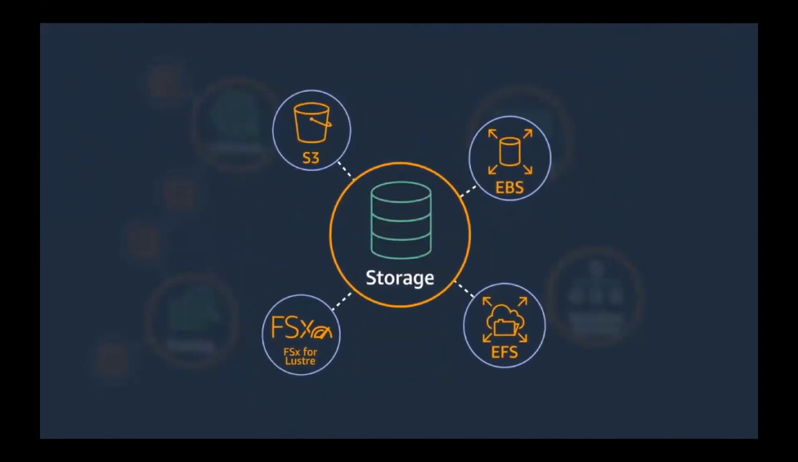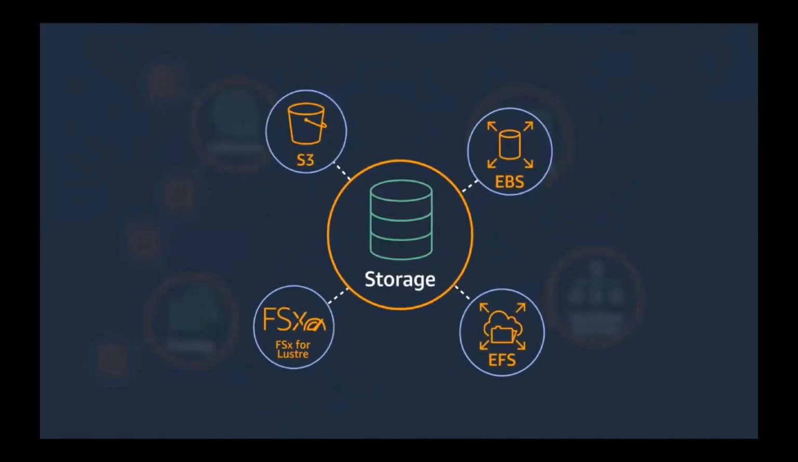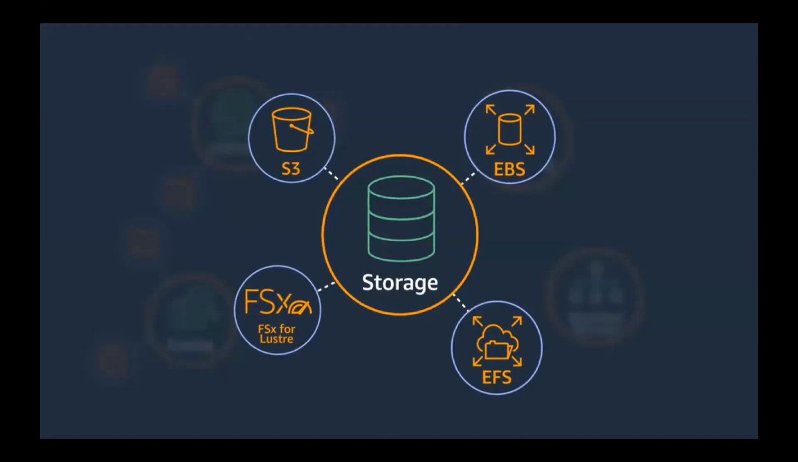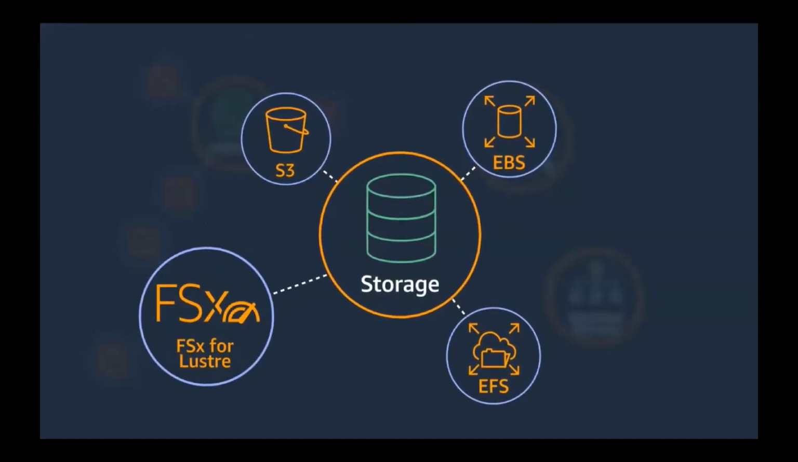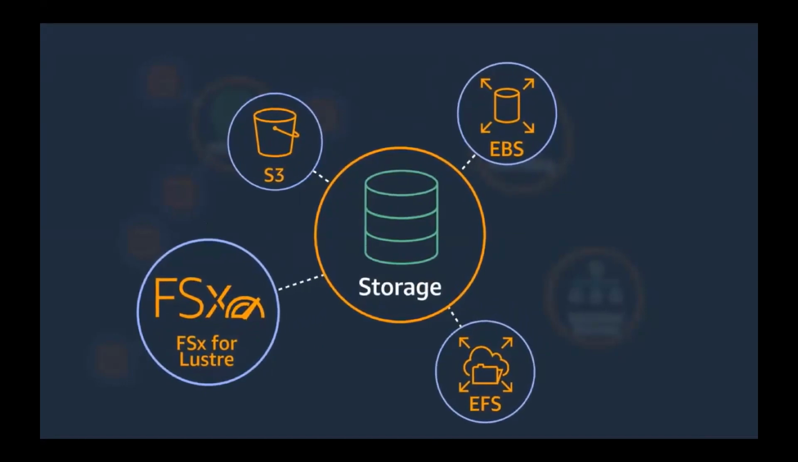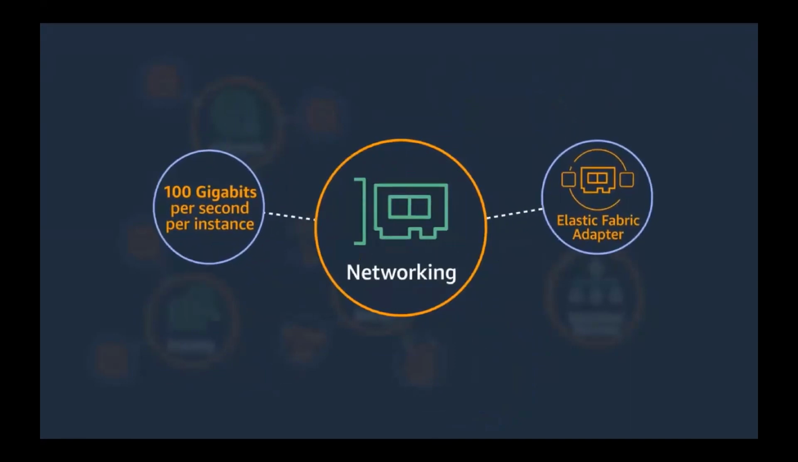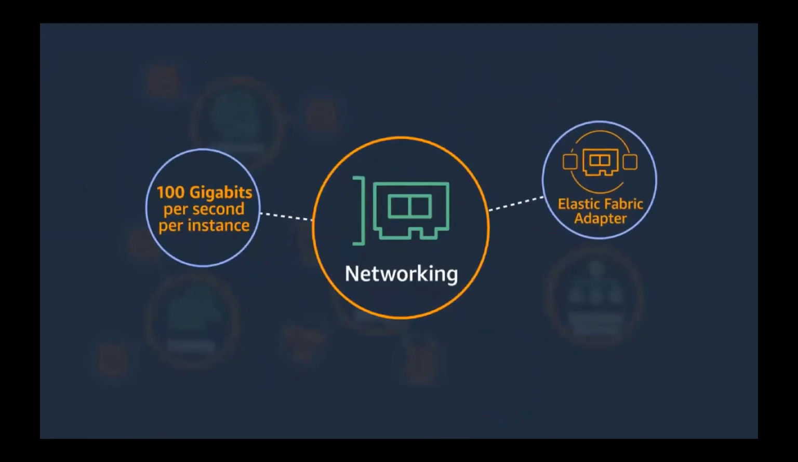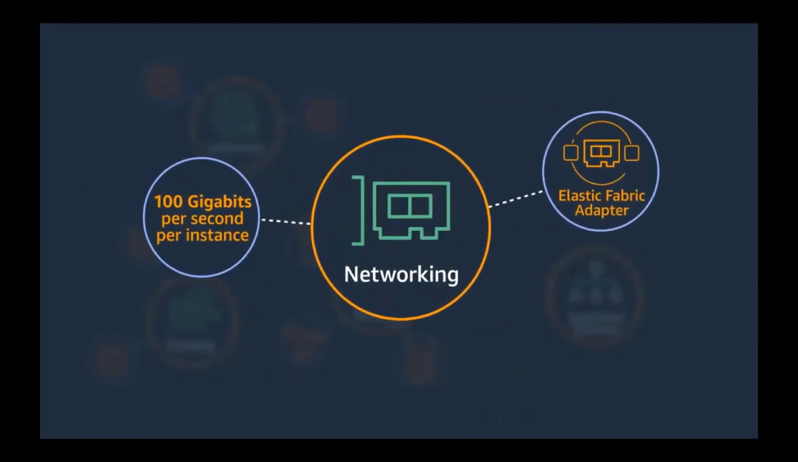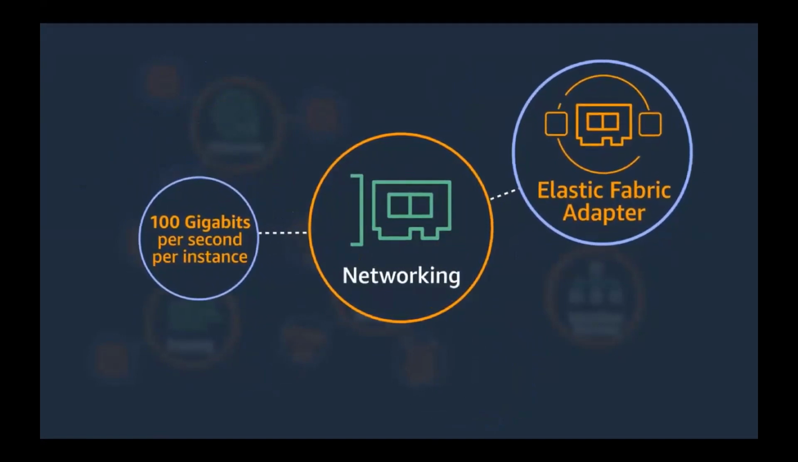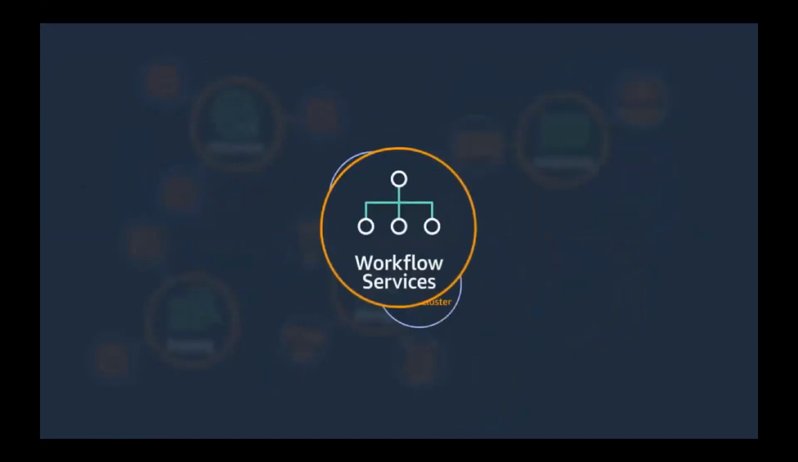For cost-effective shared file storage of large amounts of data needed to train models, Amazon S3 is a great solution. To further increase storage performance, Amazon FSx for Lustre delivers shared file storage with high throughput and consistent low latencies. AWS was first in the cloud to offer 100 gigabits per second per instance of network bandwidth. For large-scale multi-node deployments, Elastic Fabric Adapter provides a low-latency, low-jitter channel for inter-instance communications.